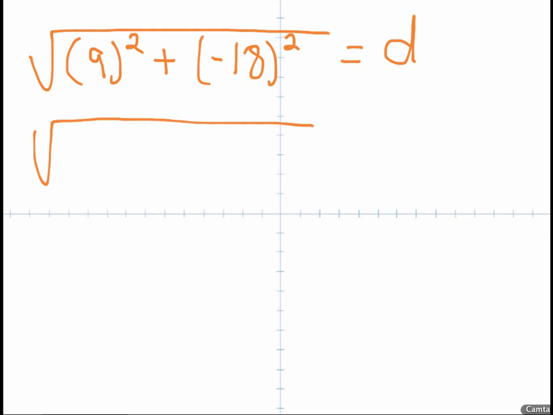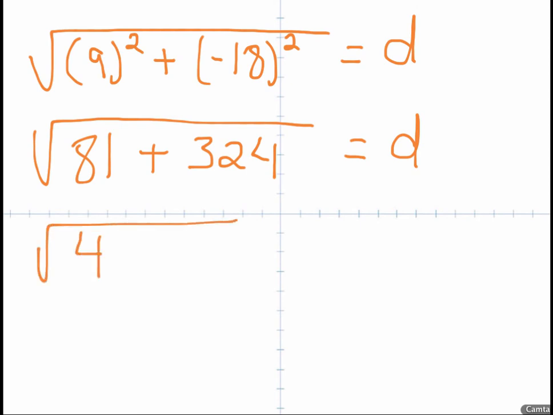So let's continue on here. I'm going to hurry up and get this one done. We've got 9 squared, 81. Positive. Negative 18 squared is 324. Now notice that both these numbers equaled out to be positive. We've got to add them together now, which will be 405. Now if I square root that number, I'll just check it over here to the side.